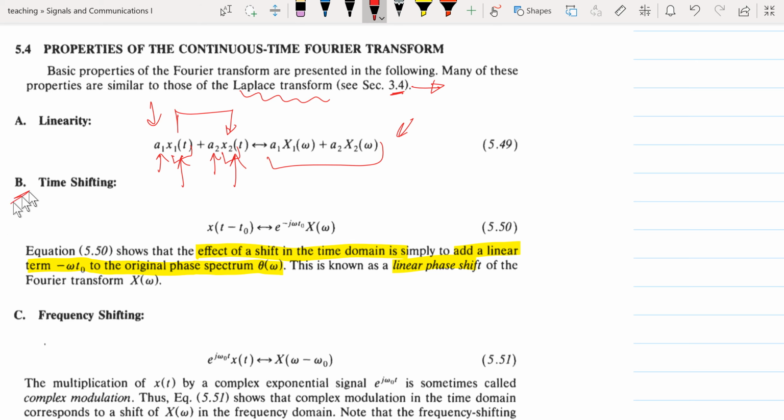And the second property is that of time shifting. And of course, you can see that if you shift your time domain signal by t naught, this is equivalent to shifting the phase of your Fourier transform by j omega t naught, or rather by omega t naught. And therefore, it's like a linear term is added to the original phase spectrum of your Fourier transform.